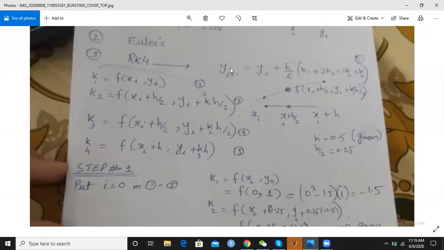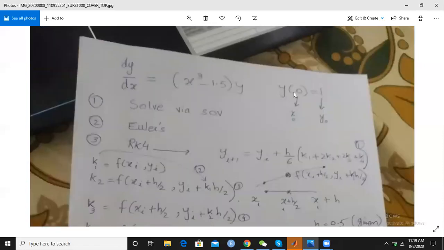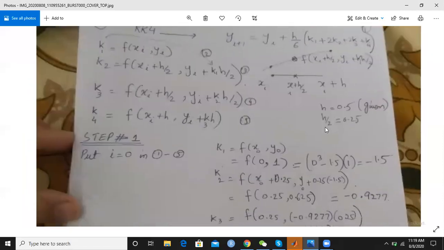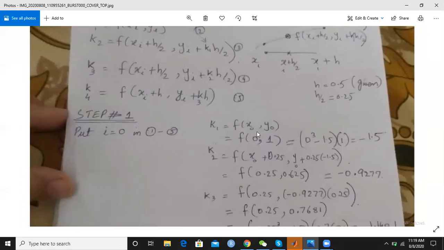For the first iteration, simply substitute i is equal to 0 in all the formulas. You will get y1 is equal to y0 plus h by 6 times k1, k2 and so on, and k1 is equal to f of x0, y0. Now the question is, what is x0, what is y0? Remember, for a differential equation, the initial condition is given to you. x0 is 0, y0 is 1. If the initial condition changes, kindly read the question carefully and follow the given initial condition for x0 and y0. In this question, x naught is 0, y naught is 1.